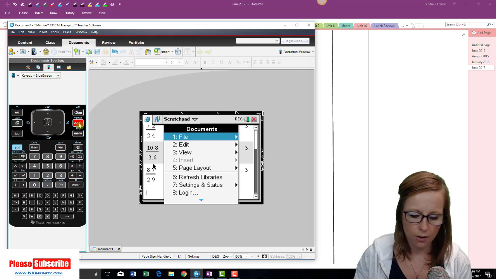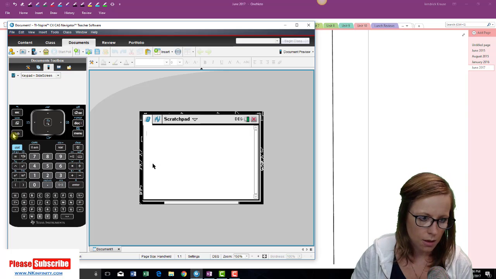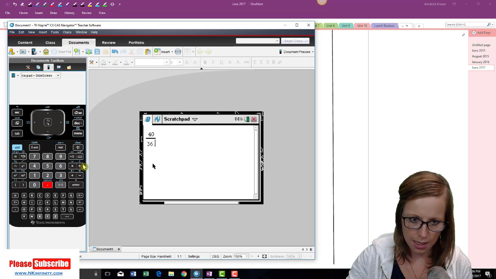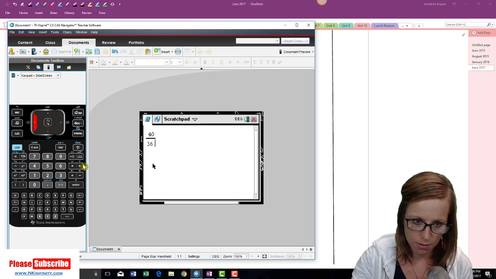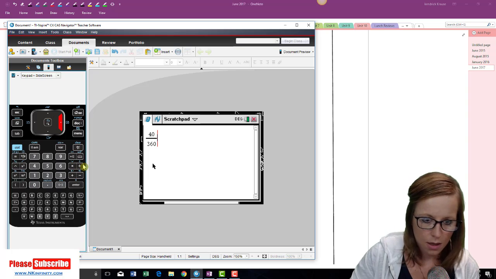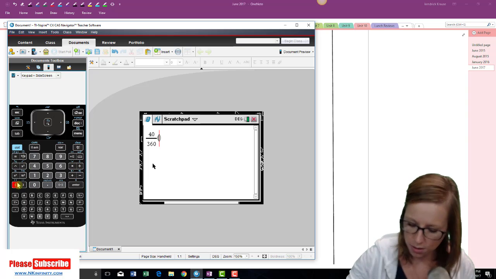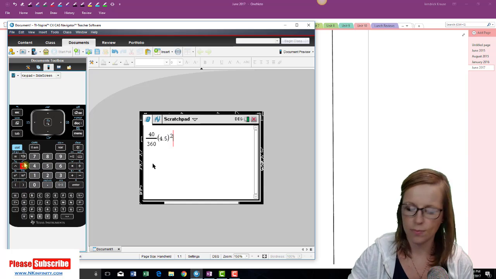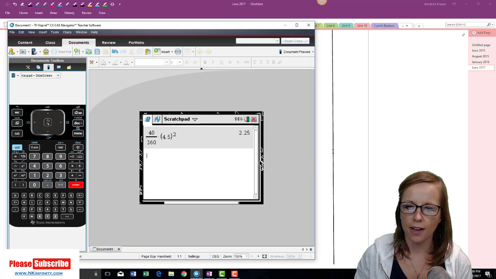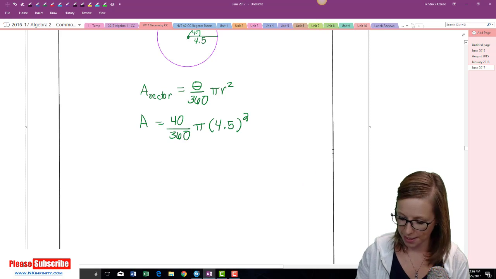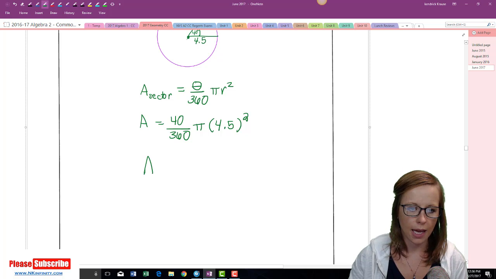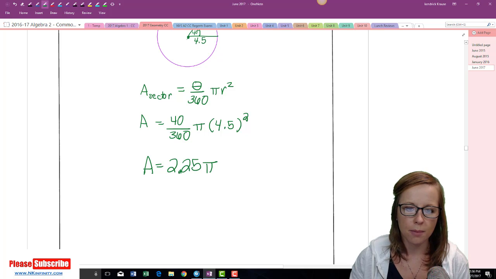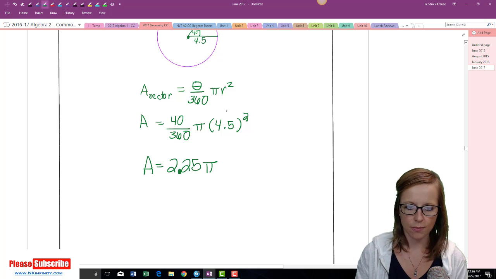So let me clear this out. Doc B. Control divide. 40 over 360. And then 4.5 squared. 0.25 pi. Don't try to be fancy, just write it down. A equals 2.25 pi. If you wrote 9 pi over 4, that is also correct. Moving on.